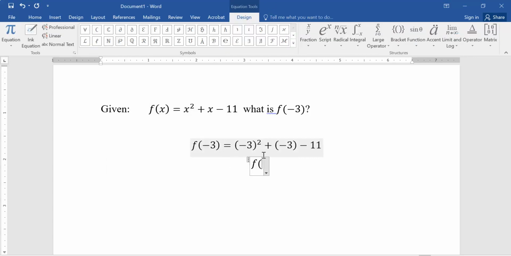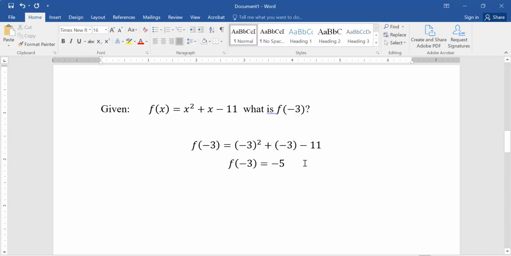Other than that, pretty straightforward. I'm going to type in this entire formula into my calculator. Negative 3 squared. Again, I'm putting the negative 3 inside parentheses. Plus negative 3 minus 11. I got out a negative 5. Now, not every time you're going to have to plug in negative numbers or positive or whatever, but I got out a negative 5. So there you go. Negative 3 as an input gives you a negative 5 as an output.